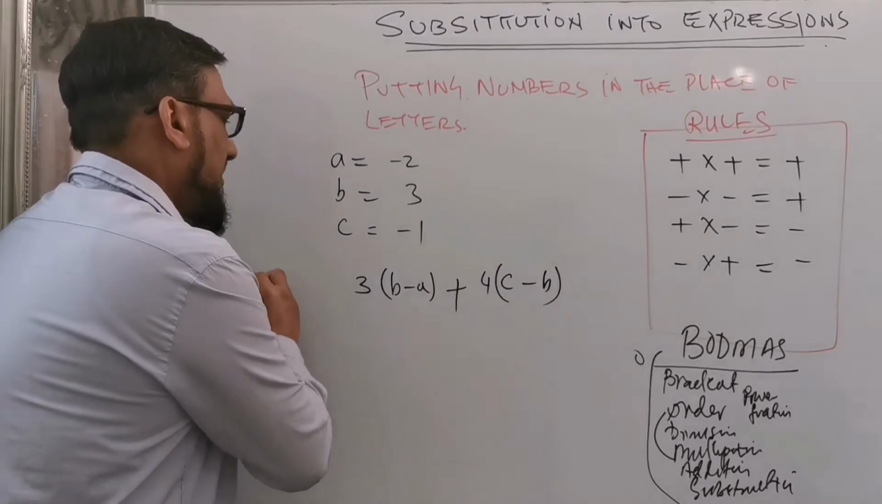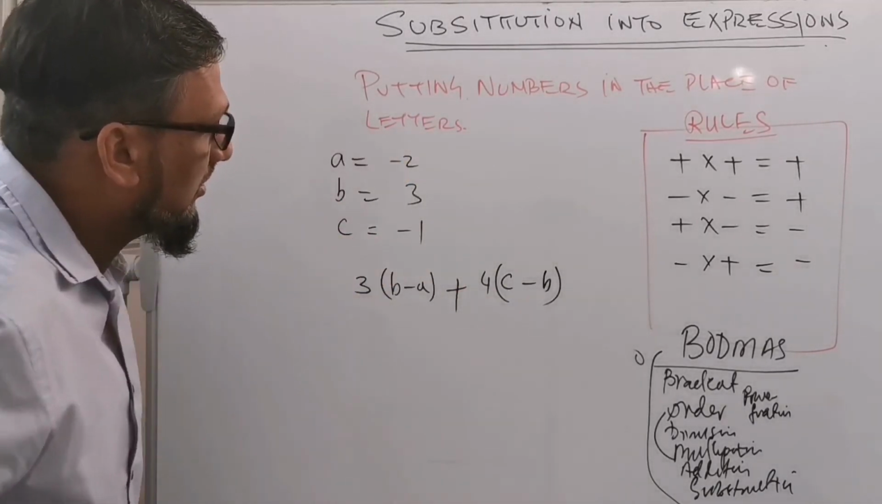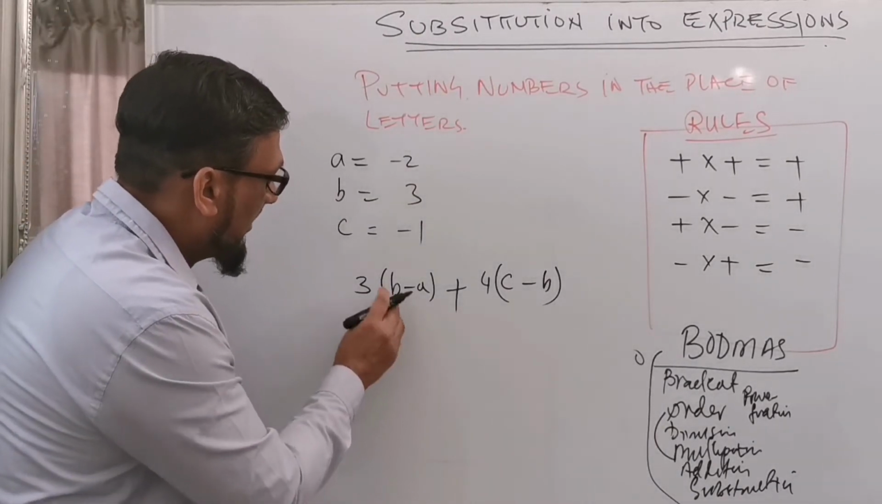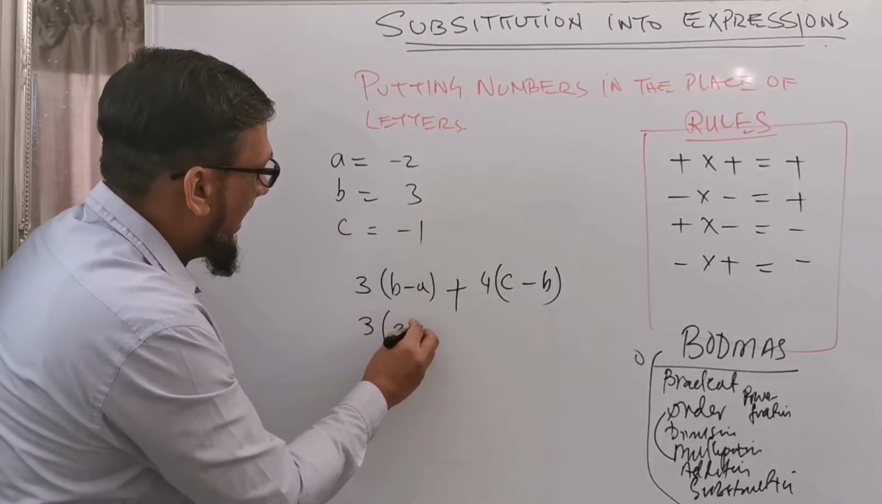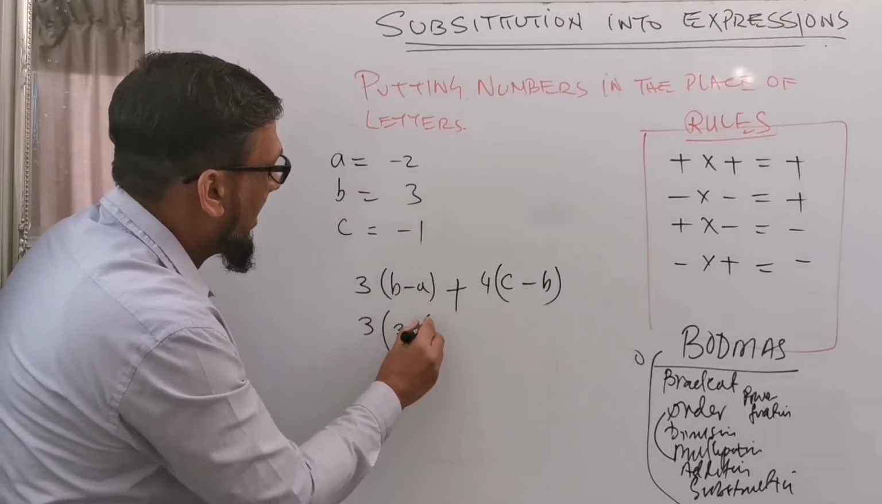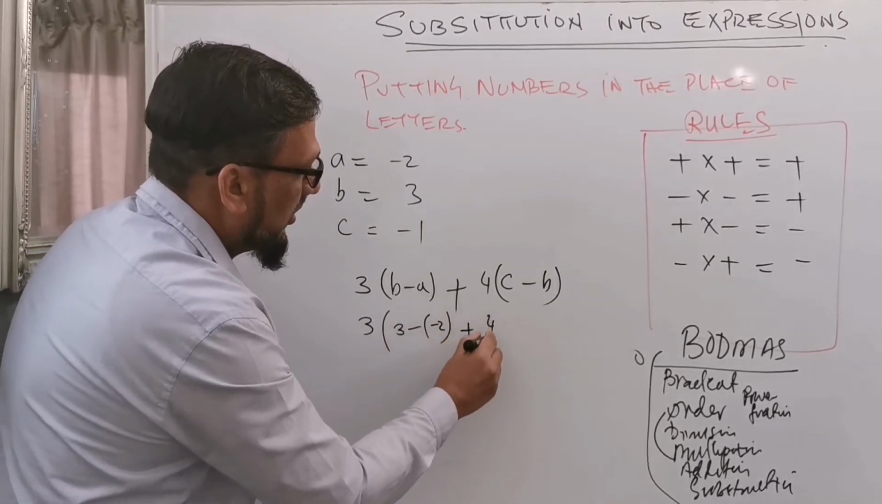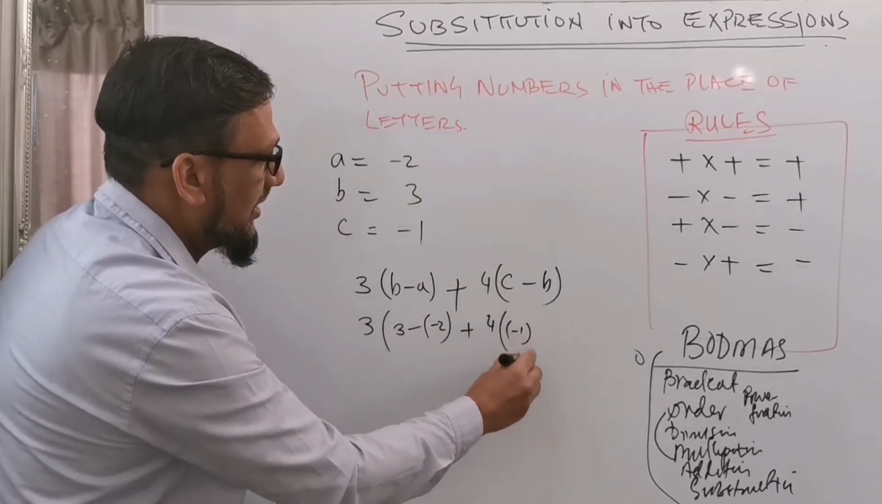Okay, so this is the expression. How can you solve this one if the values are given? We need to substitute: the value of b is 3, the value of a is minus 2, and then plus 4, and the value of c is minus 1.